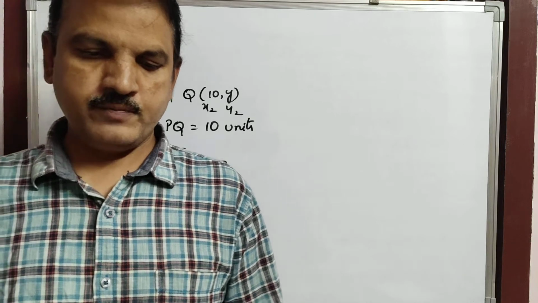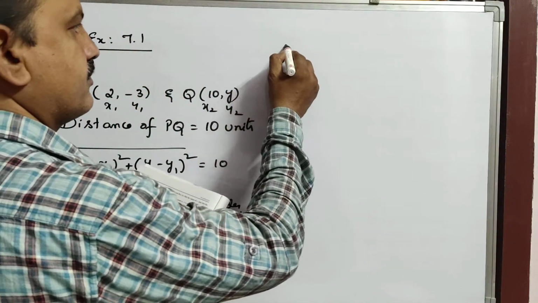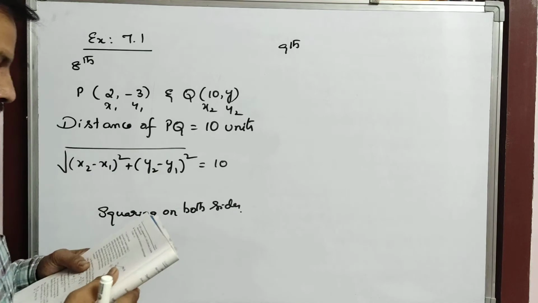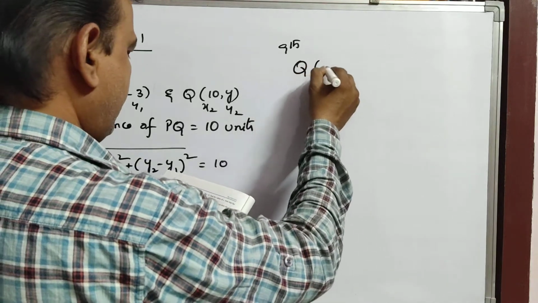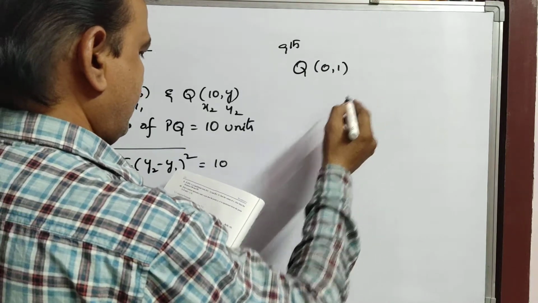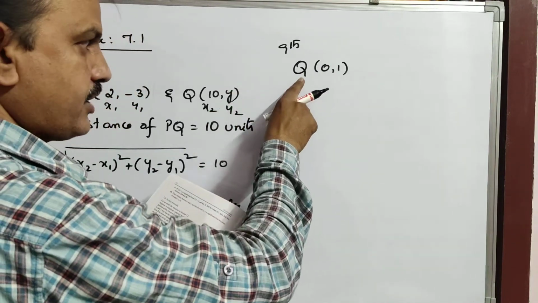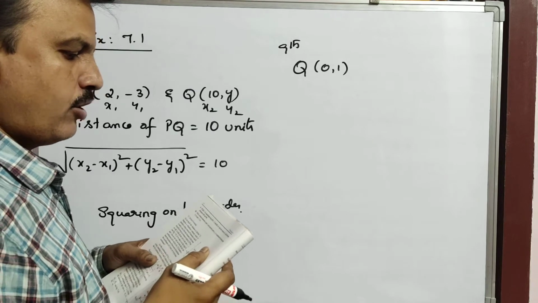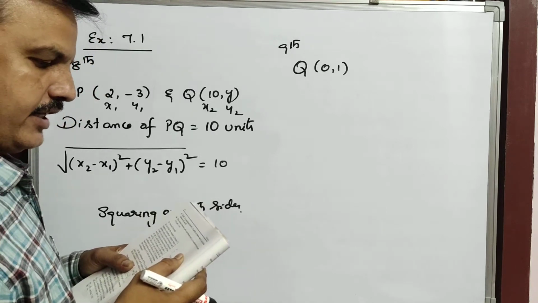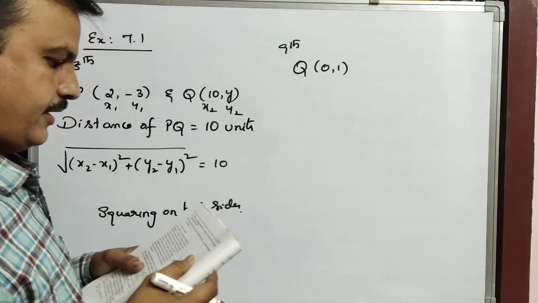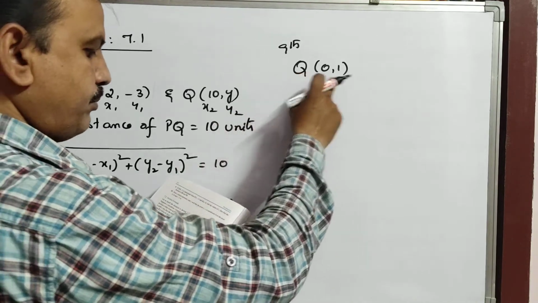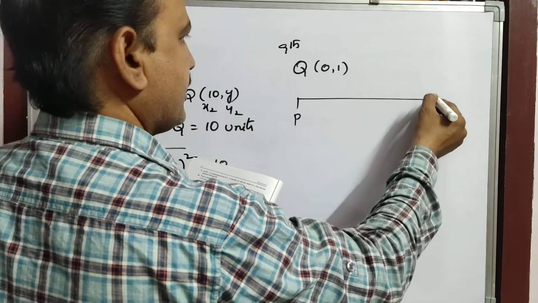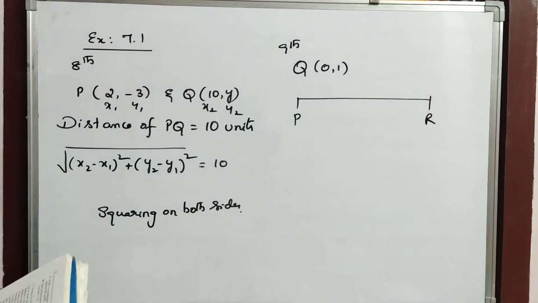Next, coming to the 9th question. Because this is only substitution and solving, children, that's why I told you how to solve it. The question is: if Q(0, 1) is equidistant from P(5, minus 3) and R(x, 6), find the value of x, also find the distance of QR and PR. Q is equidistant from P and R, so draw like this. This is P and this is R.